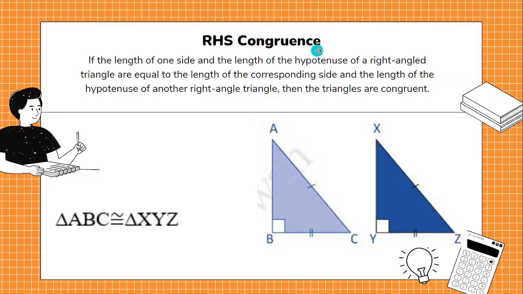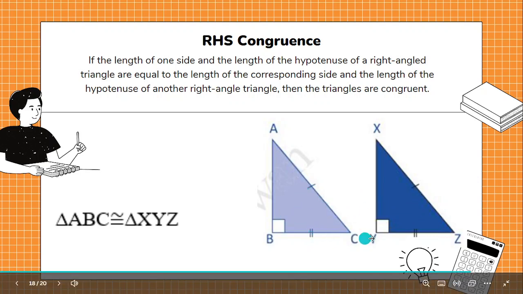Now RHS congruence. RHS is what? Right angle hypotenuse side. So if the length of one side and the length of the hypotenuse of a right angle triangle are equal to the length of the corresponding side and the length of the hypotenuse of another right angle triangle, then the triangles are congruent. So here you can see both are right angles, it means this angle is equal. Now here single tick mark, it means these two hypotenuses are also equal. Hypotenuse is the longest side which is opposite to the right angle. And now here we can see two tick marks, it means these two sides are also equal. So what we can write? We can write that triangle ABC is congruent to triangle XYZ.